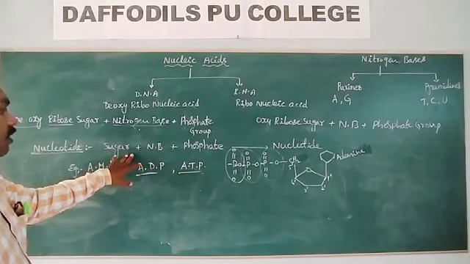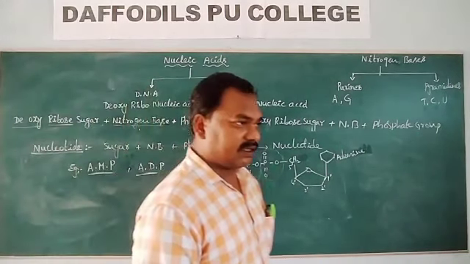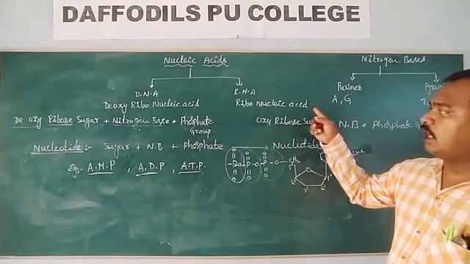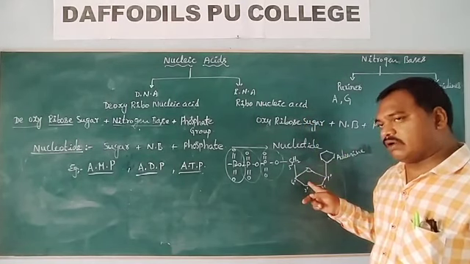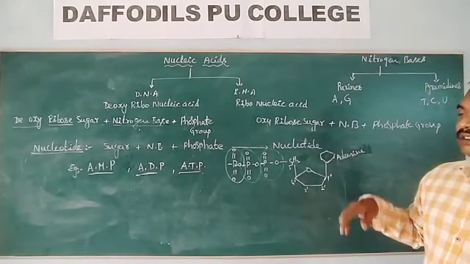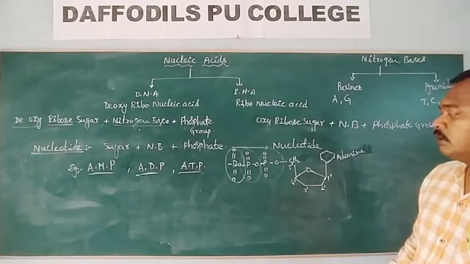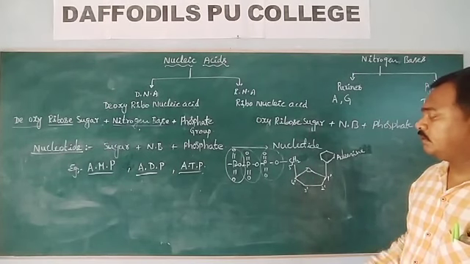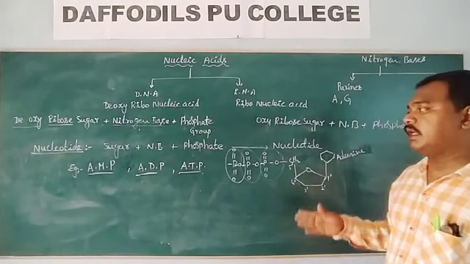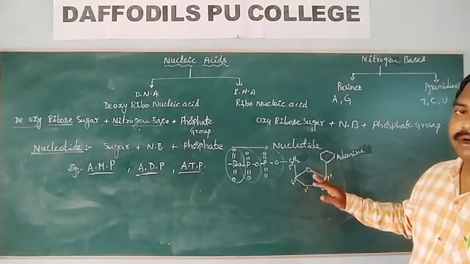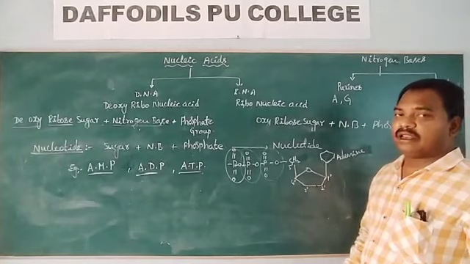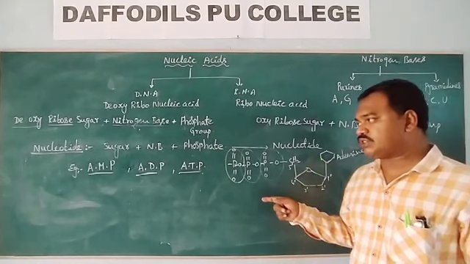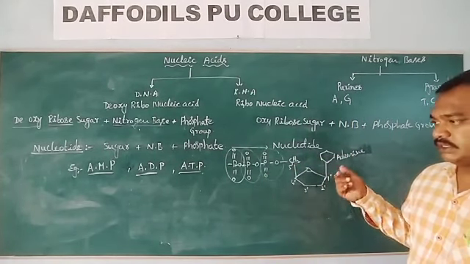All these are examples of nucleotides. DNA and RNA are the polymers of these nucleotides. In DNA, two strands of nucleotides are present. In RNA, a single strand of nucleotide is present.